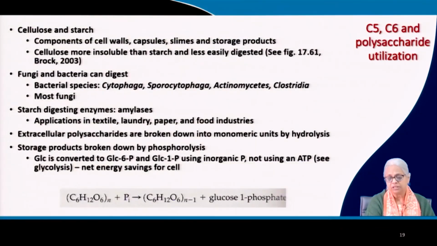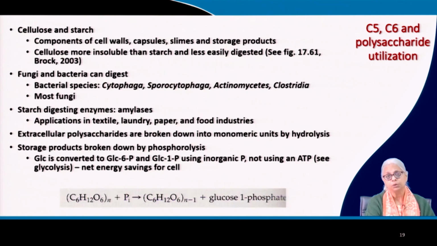So, if we look at C5, C6 and polysaccharide utilization, we know that cellulose and starch are major components of cell walls, capsules, slimes and storage products. Cellulose tends to be less soluble. Starch is completely soluble in water. Cellulose is not as soluble in water as starch, and it's much more difficult to digest. Fungi and bacteria both are capable of digesting both cellulose as well as starch. I've shown you examples of that in the past. Bacterial species like Cytophaga, Sporocytophaga, Actinomycetes, Clostridia, all these are examples of bacterial species and fungal species that can digest both cellulose and starch.